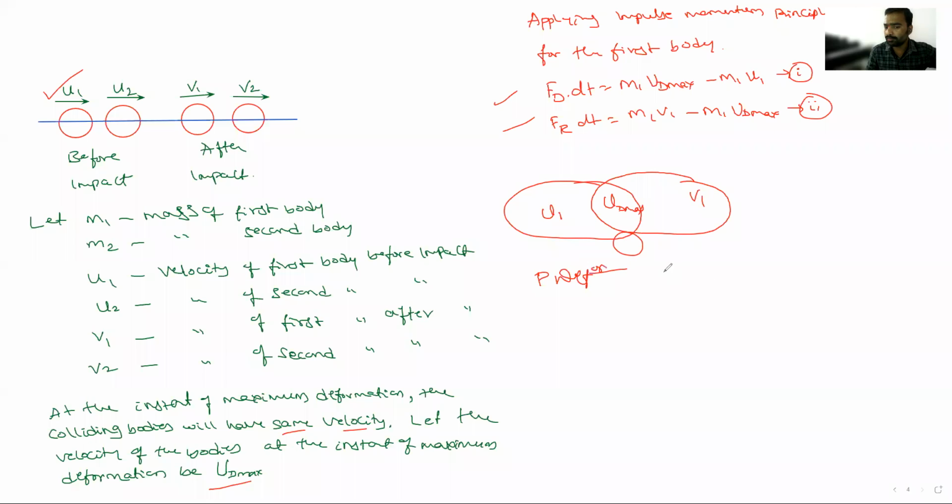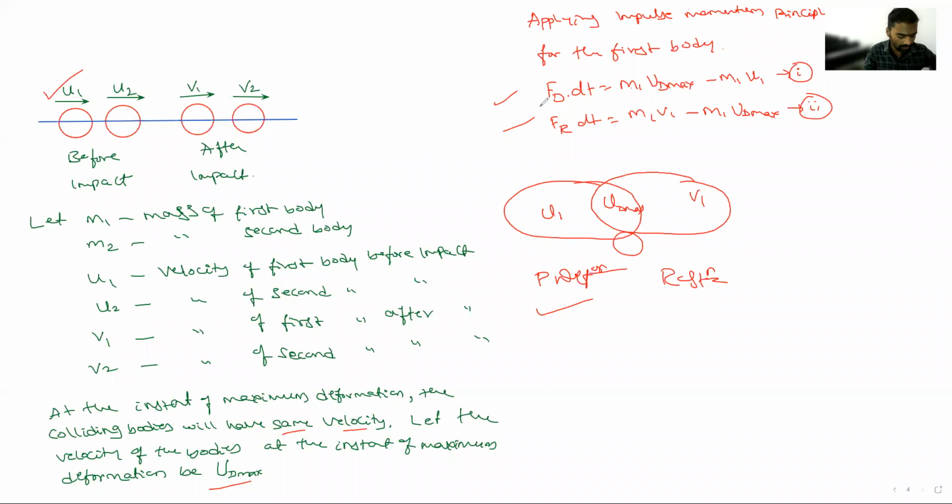Okay, and one more is the period of restitution. First I am applying for the period of deformation. Initial velocity u1 and final velocity in the deformation period ud max. So m1 into ud max minus m1 into u1. Then in the period of restitution, the maximum ud max is the initial velocity for the period of restitution. Then v1 is the final velocity for body 1. So m1 into v1 minus m1 into ud max.